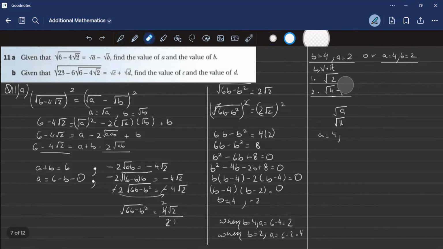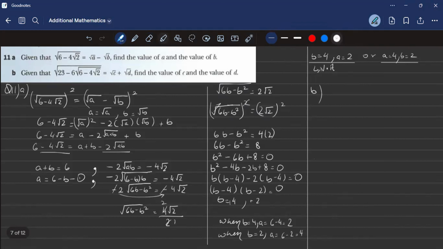If it's not clear, the comment section is free to ask, and I'll try my best to answer all of your questions. I know this is a bit of a tricky concept. That's the reason why it's in the challenge questions. So we are going to say that our final answer is a equals 4 and b equals 2. Now proceeding on to part B.